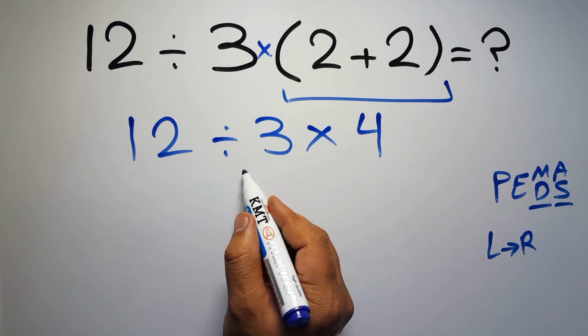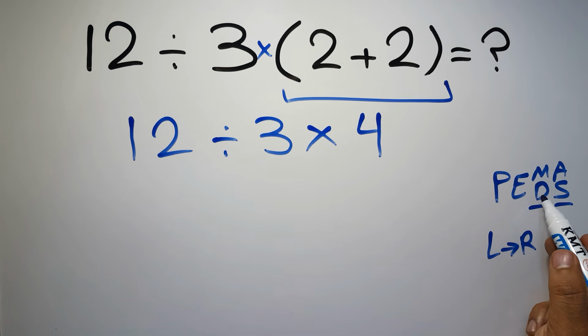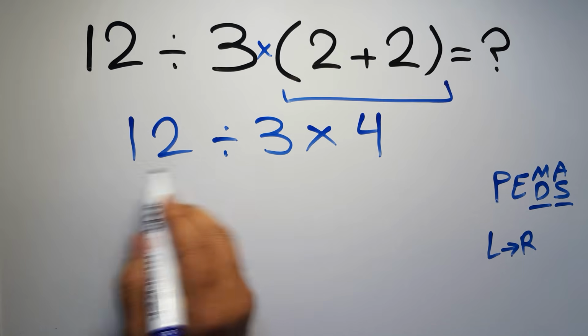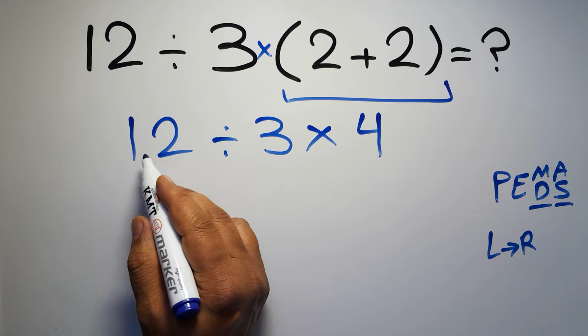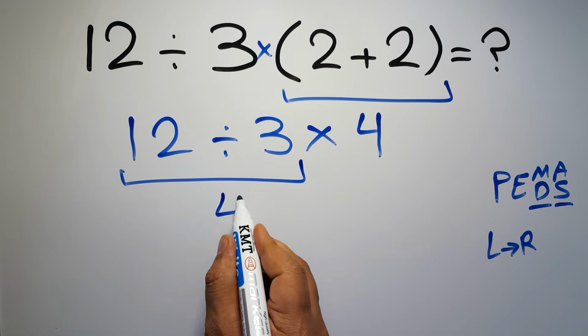Now we have one division and one multiplication. As I said, multiplication and division have equal priority and we have to work from left to right. So here, first we have to do this division. 12 divided by 3, which equals 4.